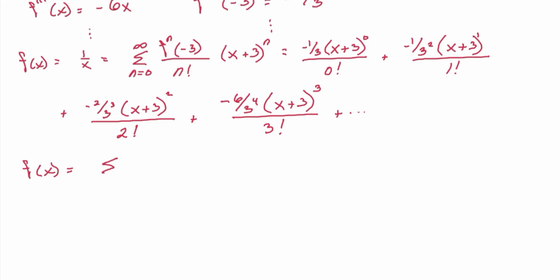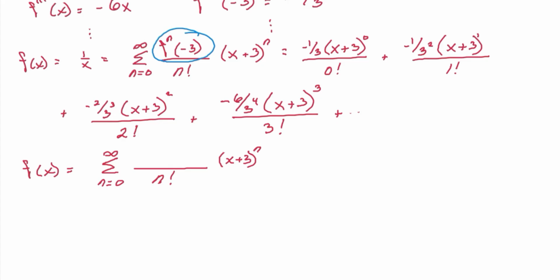We have the sum n equals 0 to infinity. Now we already have n factorial in the denominator, and the x plus 3 part is pretty straightforward. Notice that is just x plus 3 to the n. The tricky part is figuring out how to represent the nth derivative at negative 3.